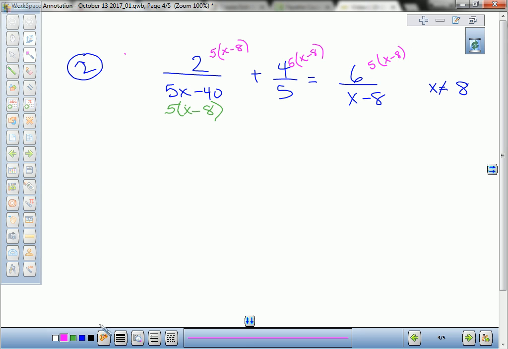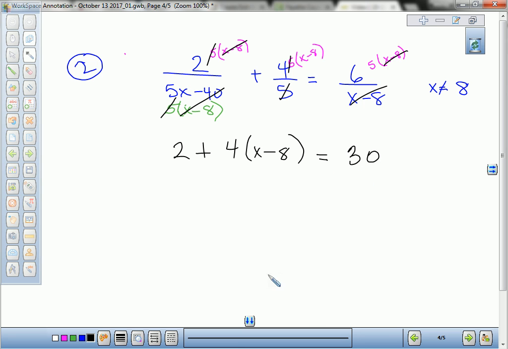Okay? Now, on this one, the 5's cancel, the x minus 8's cancel, and we're just left with 2. On this one, the 5's cancel, and we're left with 4 times x minus 8. On this one, the x minus 8's cancel, and we're left with 30. So it gives me 2 plus 4x minus 32 equals 30.